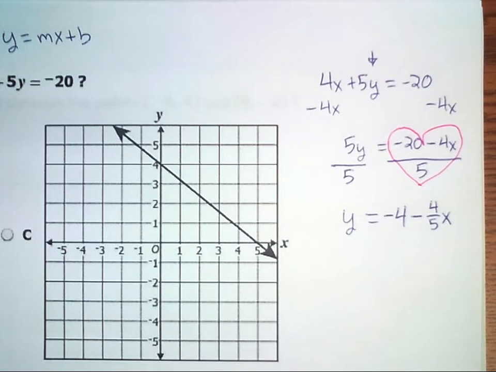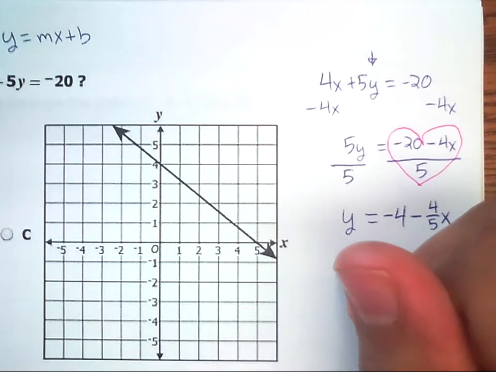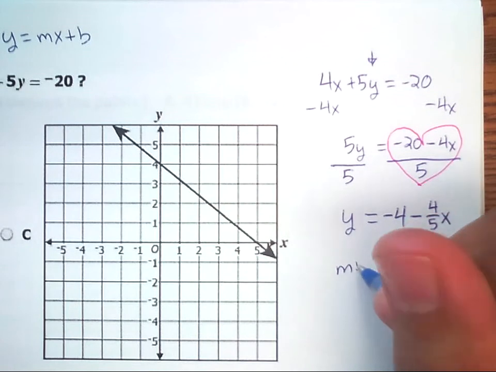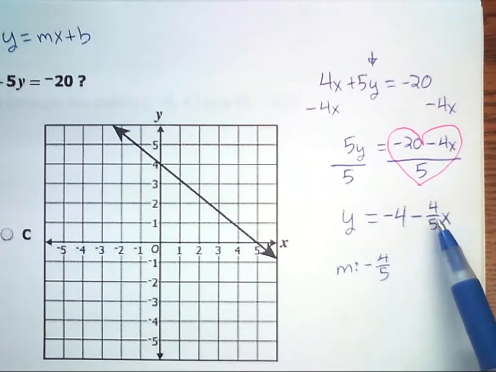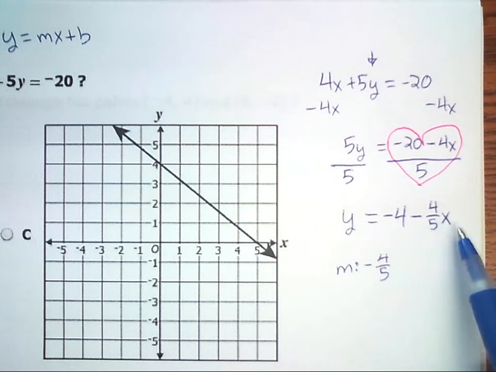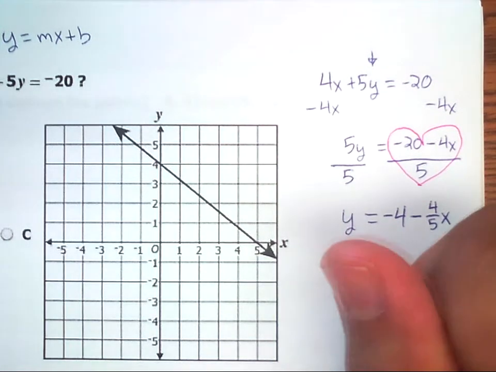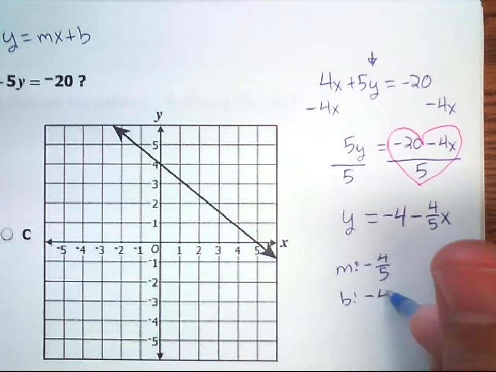All right, 2 things we need to pull from this. We need the slope, which in this case is going to be negative 4/5. Whatever's touching the x, whatever's multiplied by the x, that's the slope. And our y-intercept in this problem is negative 4.